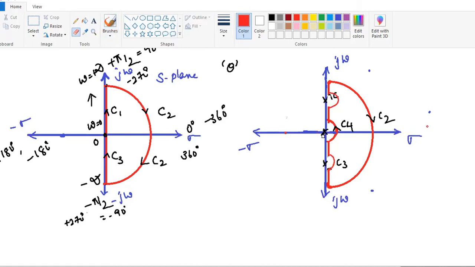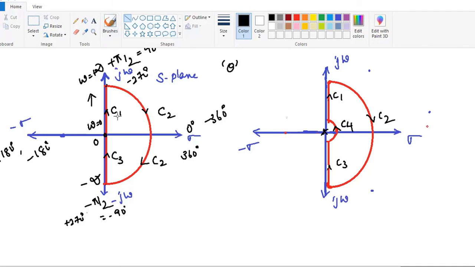Wherever a pole is located on the imaginary axis of the S-plane, there the Nyquist contour is not continued, but detoured. So here also, at this particular pole, it is a detour. And here also, it is a detour. That is why, if there are n number of poles on the imaginary axis, that many detours may happen on the Nyquist contour. Now come to this diagram.